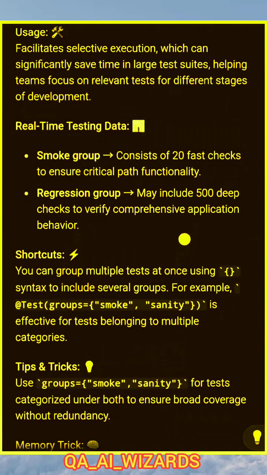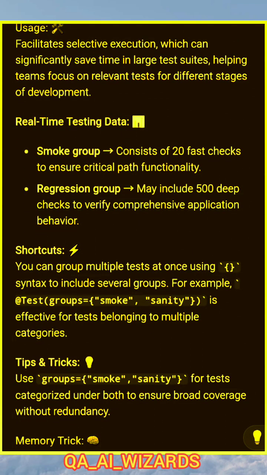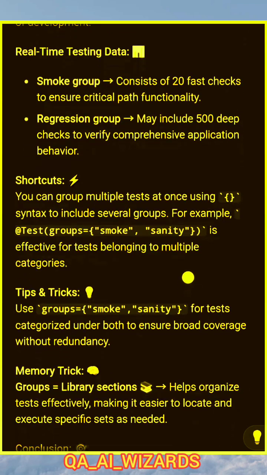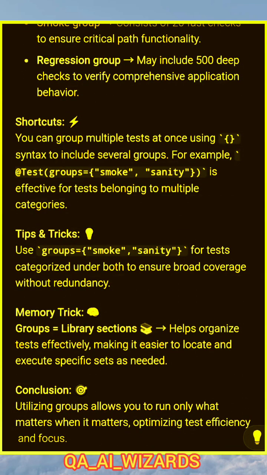And shortcuts: you can group multiple tests at once using the curly braces syntax to include several groups. For example, @Test(groups = {"smoke", "sanity"}) is effective for tests belonging to multiple categories. So tips and tricks: use groups equals smoke and sanity for tests categorized under both, to ensure broad coverage without redundancy.